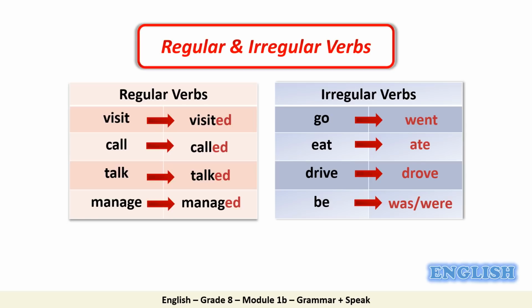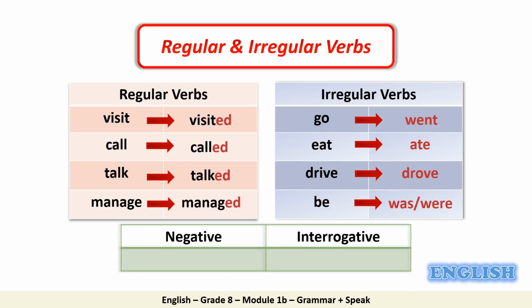Now let's look at what happens if we want to make a negative sentence. Here you have to use didn't plus the infinitive. So for example, visit becomes didn't visit and go becomes didn't go. If you want to make a question in the past, all you need to do is to use did plus the infinitive. So for example, visit becomes did you visit your friends yesterday? And go becomes did you go to the beach yesterday?